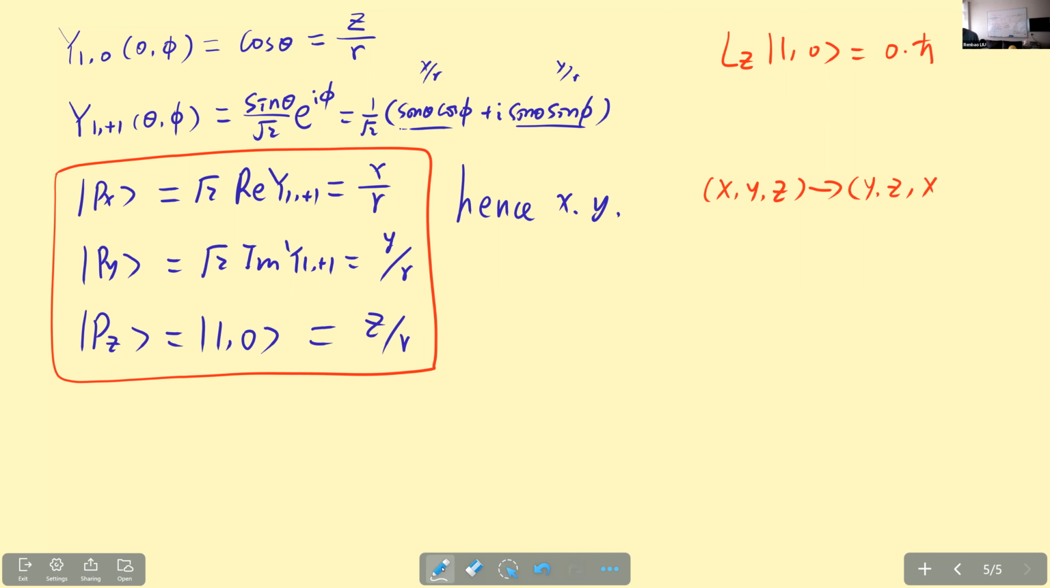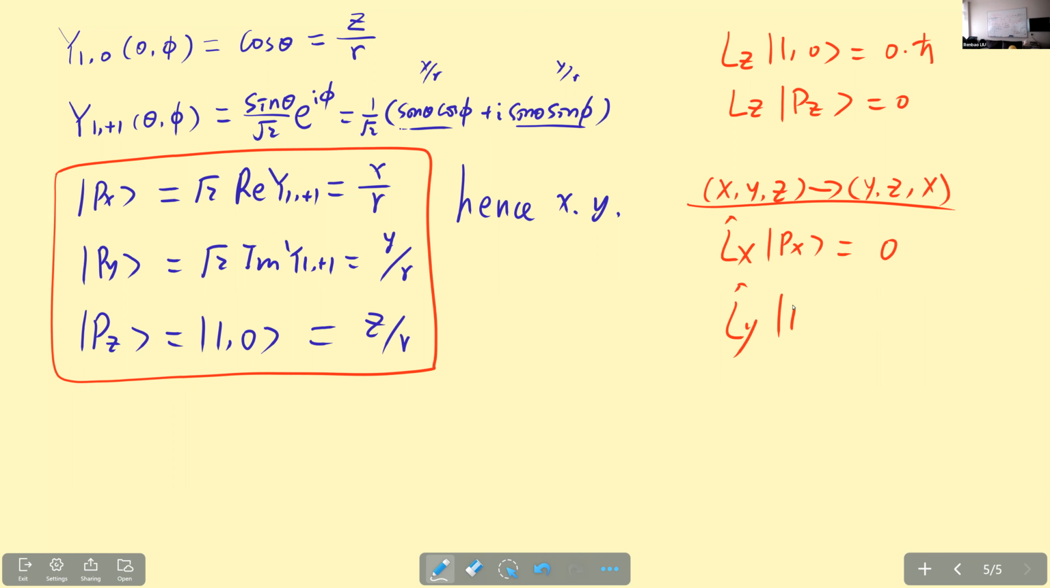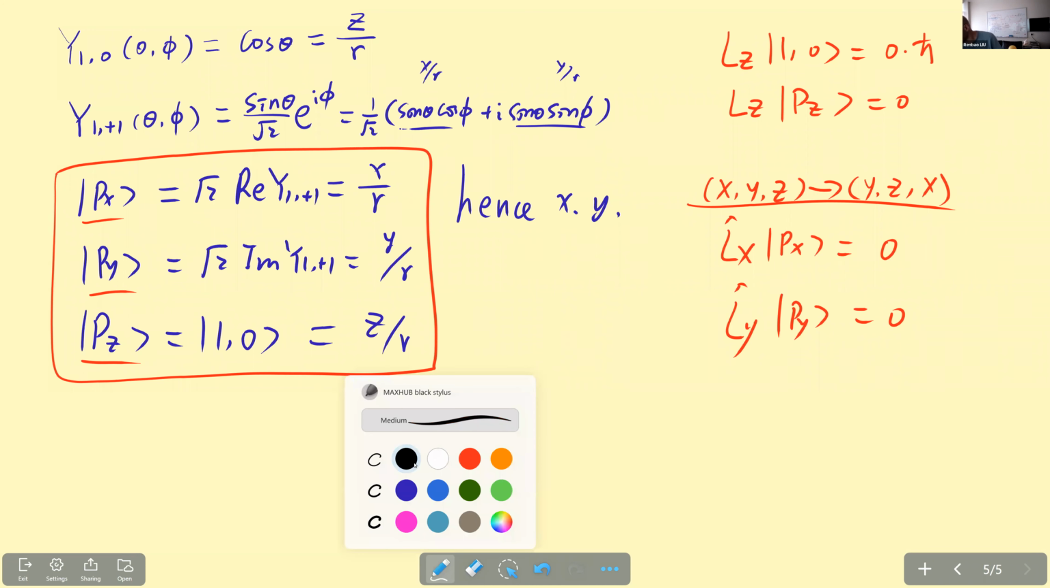So you can say this one just means Lz Pc equals 0, right? So that means this is an eigenstate of Lz. And then by this permutation of coordinates, immediately you can say that Lx acting on Px will equal 0, and Ly on Py equals 0. So these Px, Py, Pz are actually just the eigenstates of the 3 components of angular momentum with eigenvalue 0. Okay, so that is something interesting.